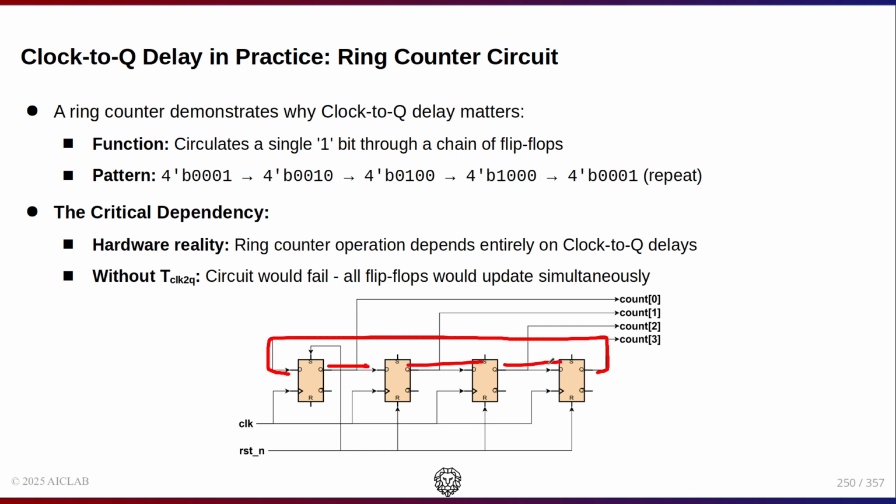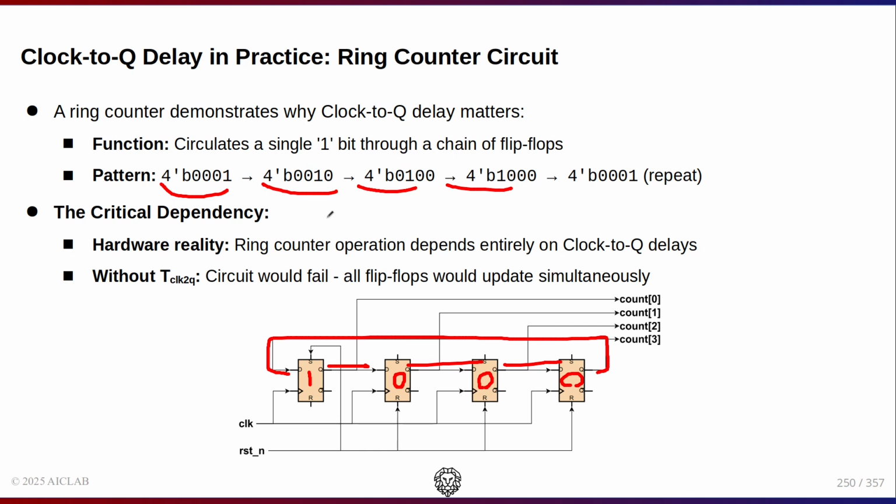So it's like this. At reset, the first flip-flop is set to 1 and other flip-flops are 0. So we have this at the reset time. At the clock edge, the data is shifted by 1 to left. So we have this, and at the next clock edge, the data is shifted by 1 to left, and so on.